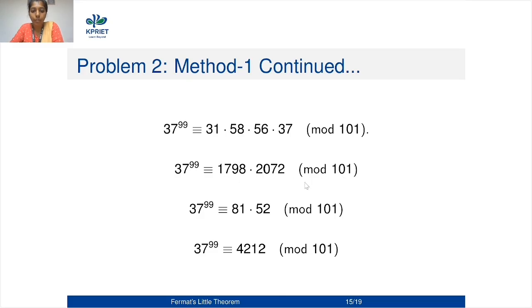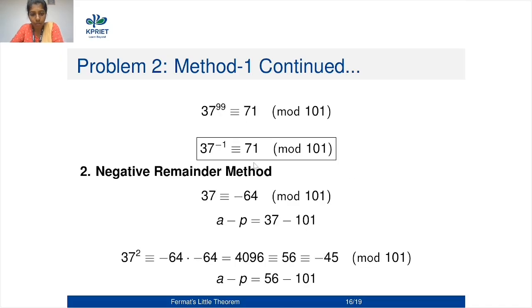Once you find the products, divide these 2 numbers separately by 101. For example, if I take 1798 and divide it by 101, I am getting the remainder 81. And if I take 2072 and divide it by 101, the remainder I am getting is 52. After getting the remainders, if I multiply these 2 numbers, I am getting 4212. If this number is divided by 101, I am getting the remainder 71.